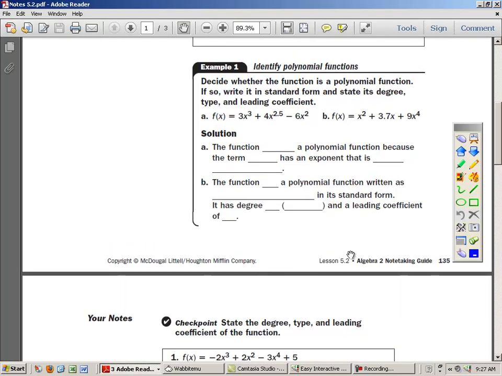All right, so the first part says identify polynomial functions. It says decide whether the function is a polynomial function. If so, write it in standard form and state its degree, type, and leading coefficient.